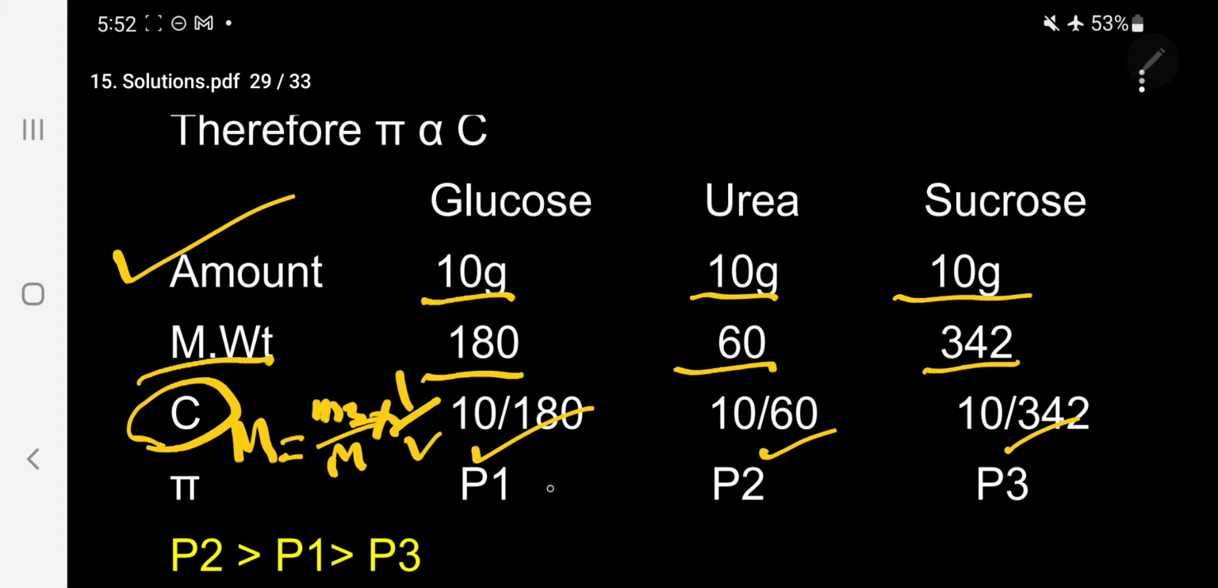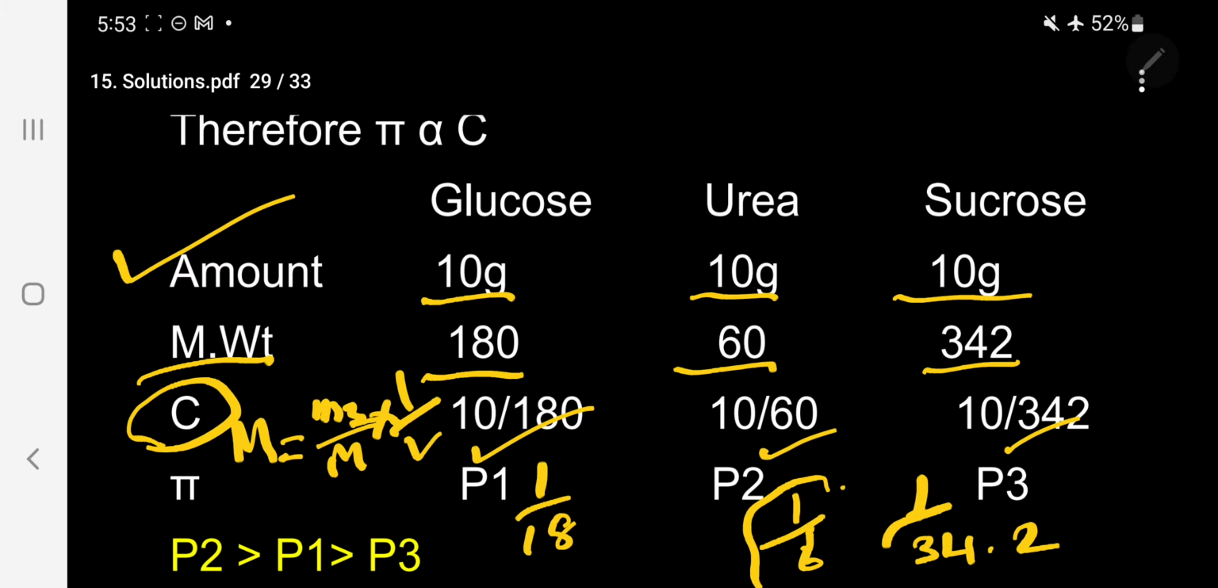10 by 180 means 1 by 18. 10 by 60 means 1 by 6. 10 by 342 means 1 by 34.2. So kindly follow, which is the higher value?